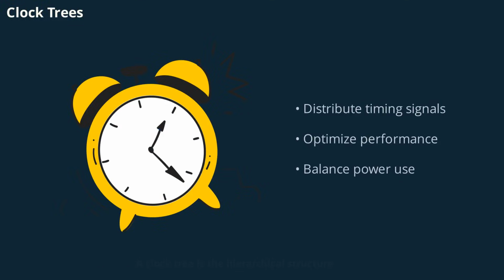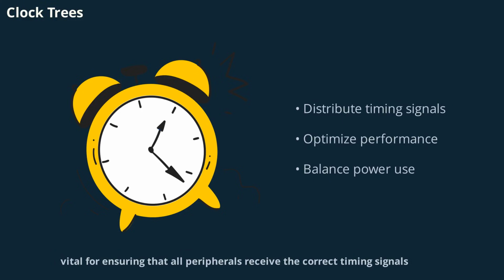A clock tree is the hierarchical structure that distributes clock signals throughout an embedded system. Understanding how to configure and optimize the clock tree is vital for ensuring that all peripherals receive the correct timing signals. This knowledge helps you balance performance and power consumption effectively.